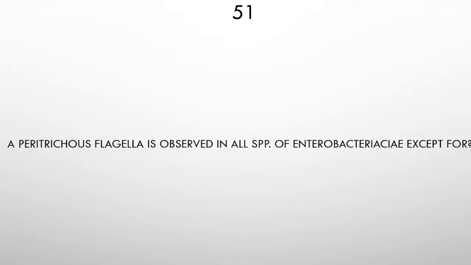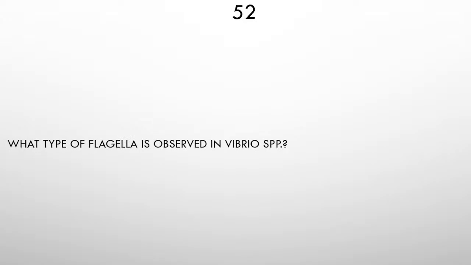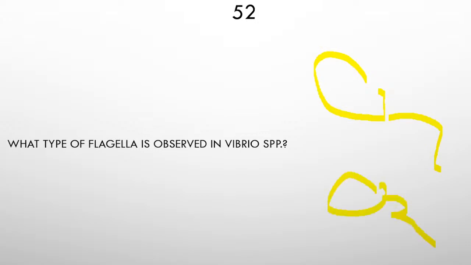Now, peritrichous flagella is observed in all species of the Enterobacteriaceae family except for Klebsiella. Klebsiella is actually atrichous. What type of flagella is observed in Vibrio? It's actually monotrichous, hence the darting motility. They have monotrichous flagella. I tried to do an artwork for you guys, but unfortunately it looks like a mess. All right, monotrichous flagella.